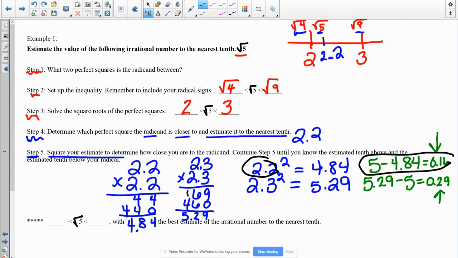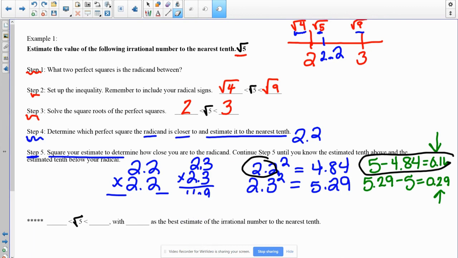So right here I'm going to erase this a little bit so we can see it. We could write down here that 2.2 is less than the square root of 5, which is less than the square root of 2.3. But after we did our math and checked our differences, we noticed that 2.2 was the best estimate to the nearest tenth for the square root of 5. Okay.